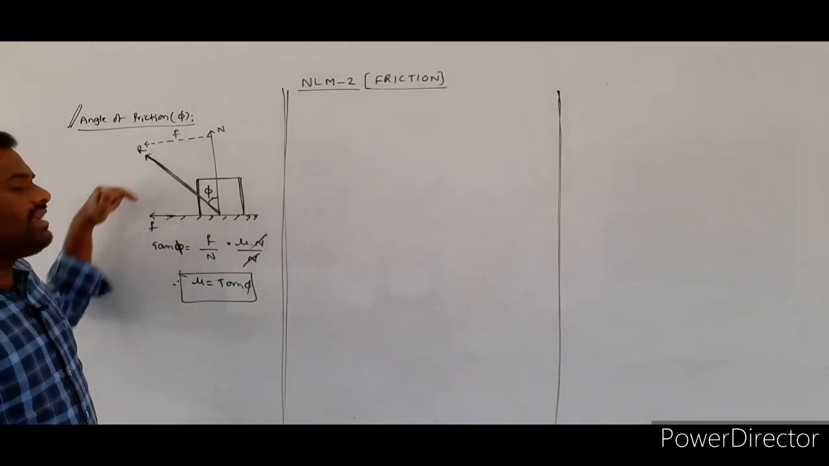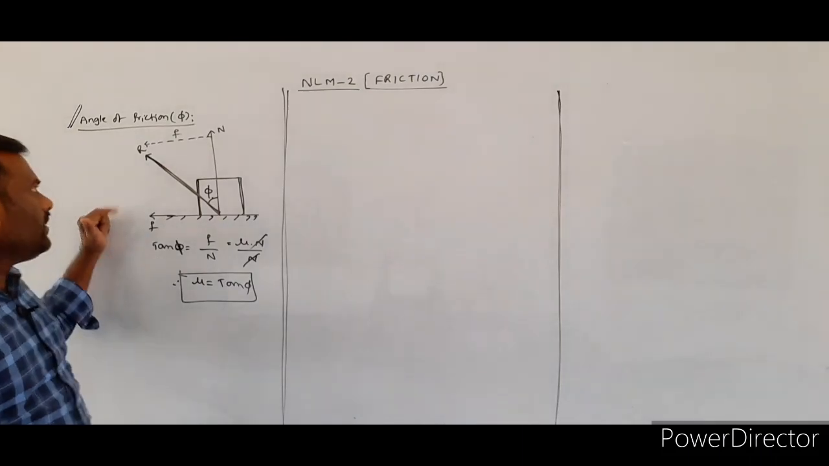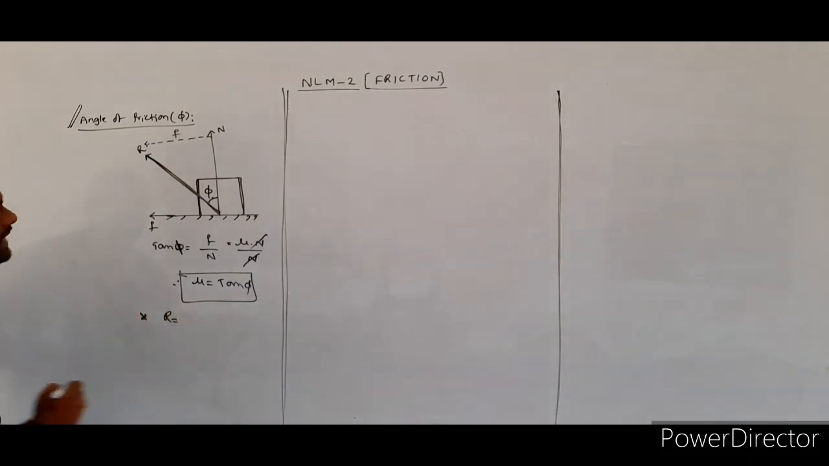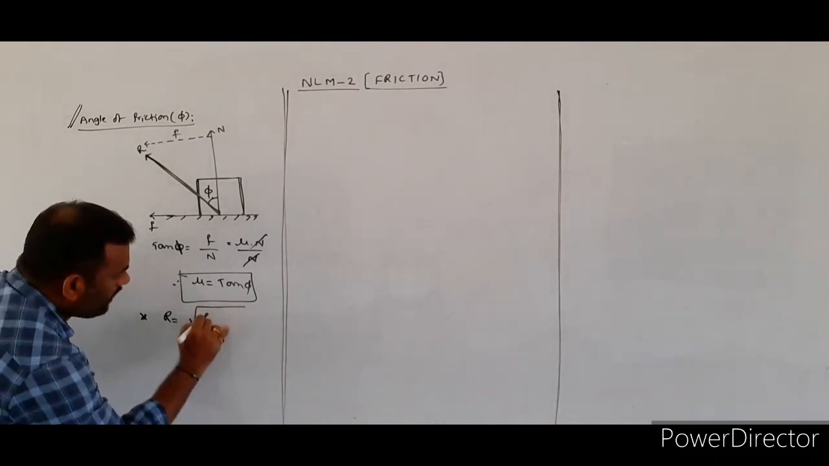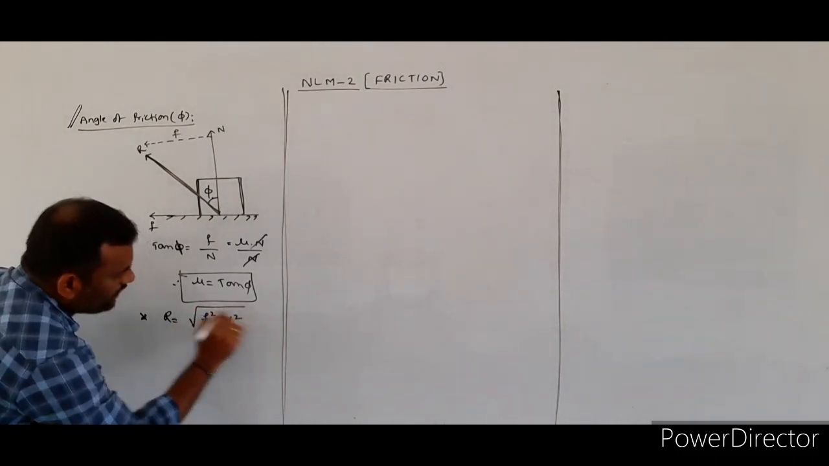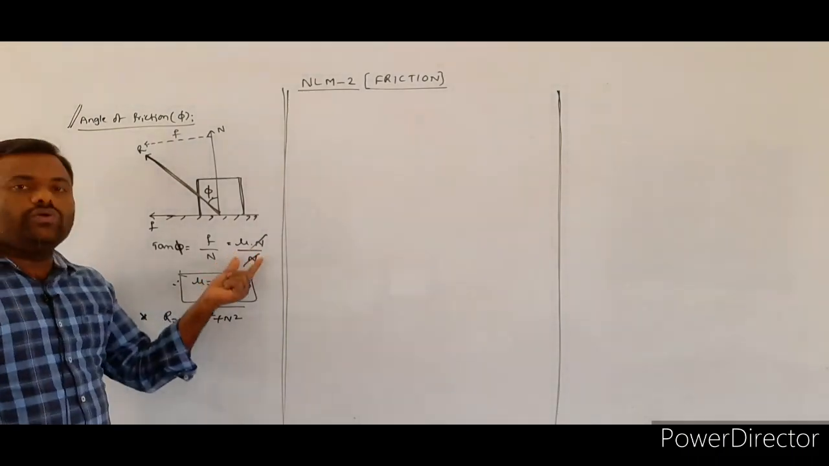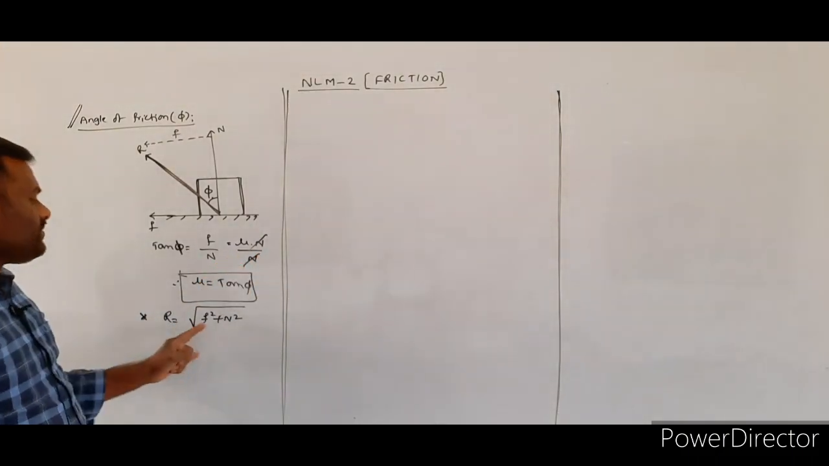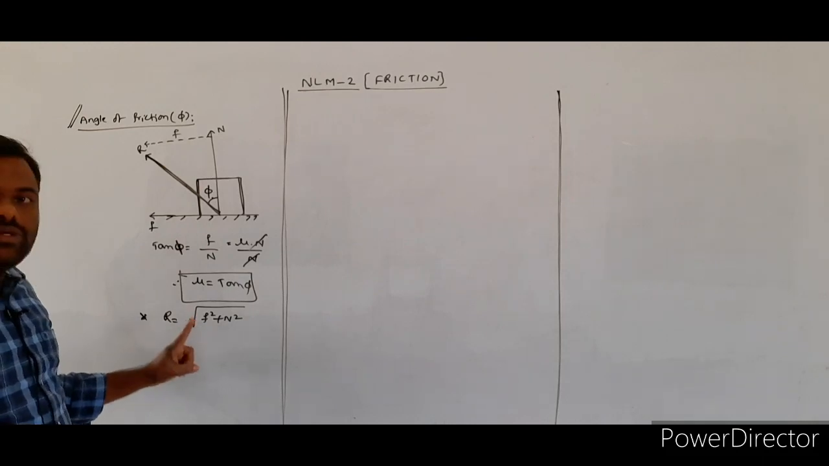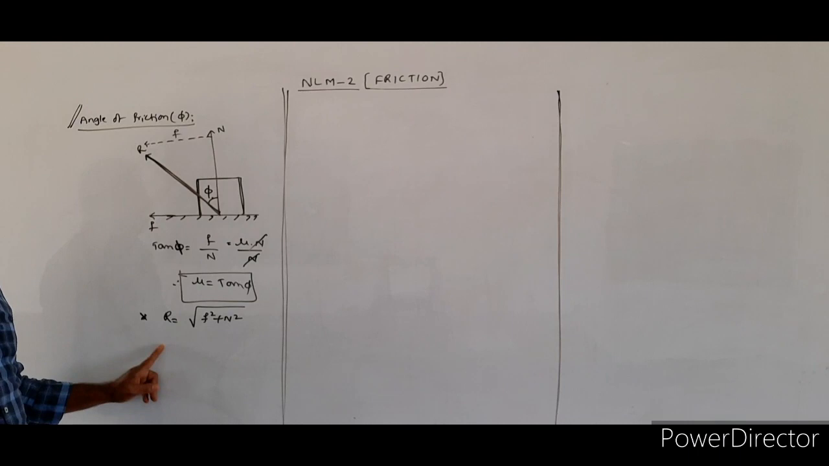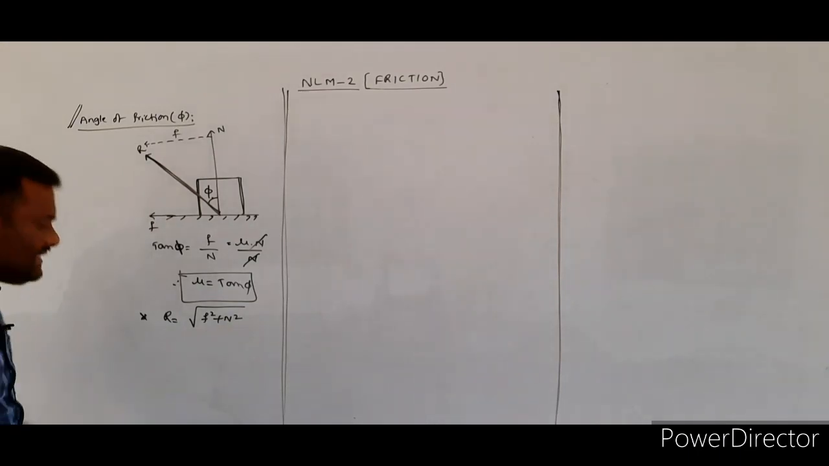Here N and F will be acting at right angles to each other, so the resultant contact force is given by the square root of F square plus N square. Already you know that F is equal to mu N. So if you substitute that, it is mu square N square plus N square.